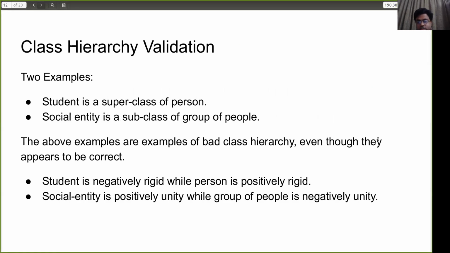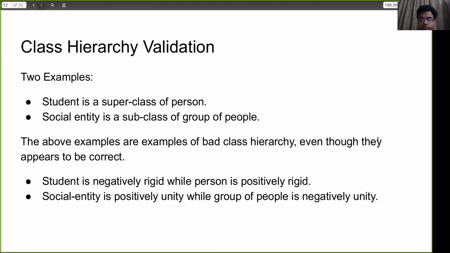Now, class hierarchy validation. Let us take two examples of classes: student is a superclass of person. Similarly, social entity is a subclass of group of people. The above examples may look correct for class hierarchy validation, but they are not. As student is negatively rigid while person is positively rigid, the first one is not a valid subclass hierarchy. Secondly, the social entity is a positive unity, while group of people is negative unity. So it is also wrong, a wrong subclass hierarchy.